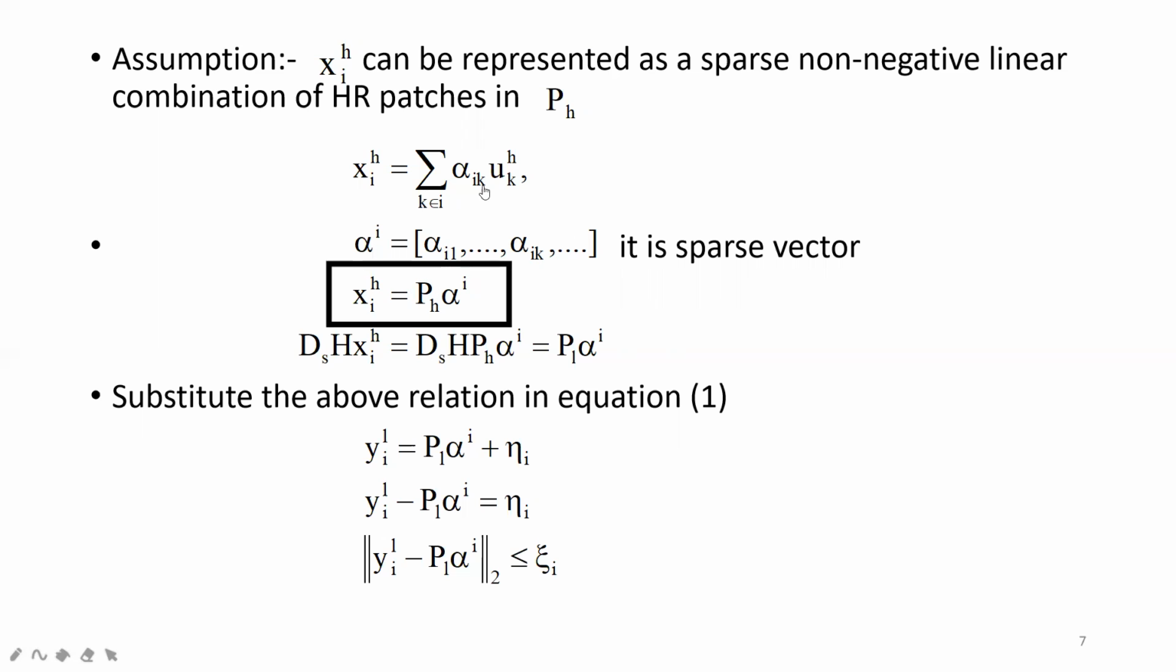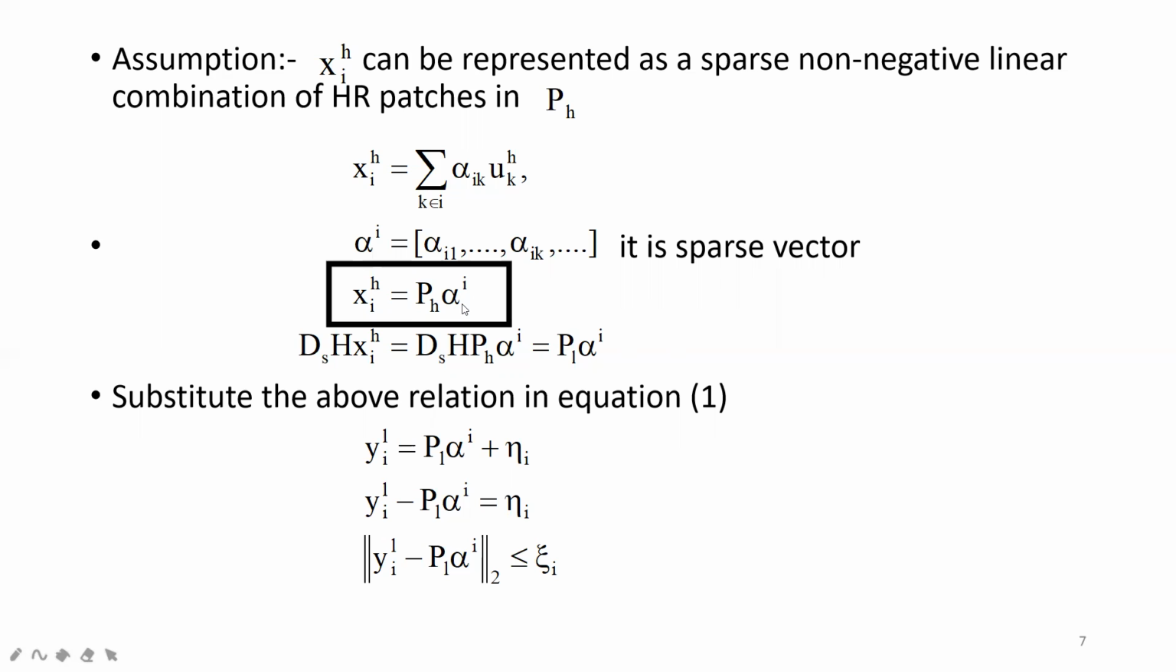And after that, I am replacing the whole summation with PH. Why? Because this is the entire database of the high resolution patches. So I am replacing these high resolution patches with the database, and additionally there is some alpha. It is a sparse vector, and this is the main equation for this method. We are going to get the high resolution patches by using the database and an additional sparse vector.